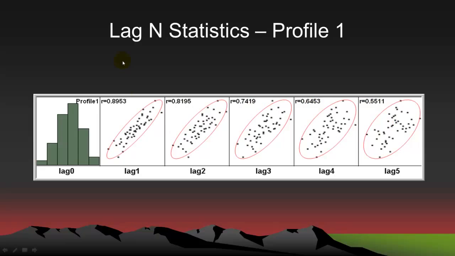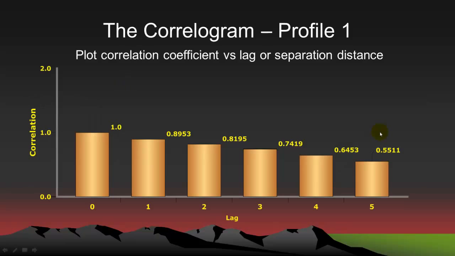We conclude from this that as the distance between pairs of samples increases, the correlation between the samples is decreasing. And we can plot that information in another graph, which we will call the Correlogram. So here we plot the correlation coefficient versus the lag or separation distance. At lag 0, we have a correlation of 1. That's perfect correlation of a sample with itself.